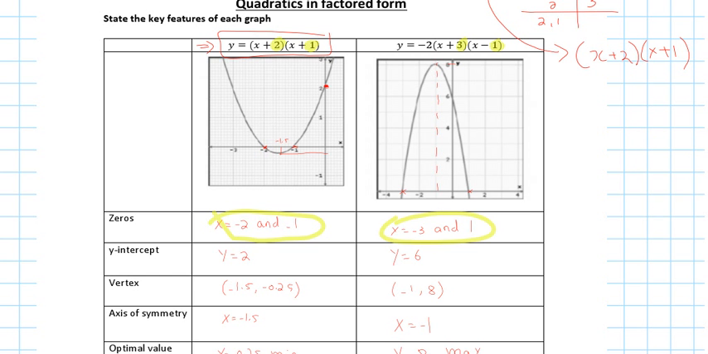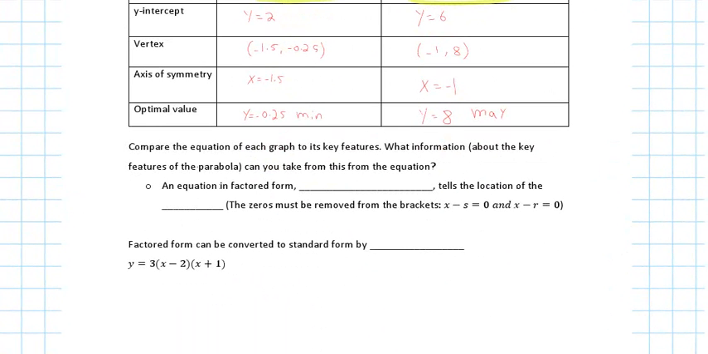All right? So, can you take from this an equation in factored form, which looks like this? Y equals a(x minus r)(x minus s). This is the general form for the factored form. Okay? This is how we write the general form of the factored form. It tells the location of the x-intercepts, or the zeros.